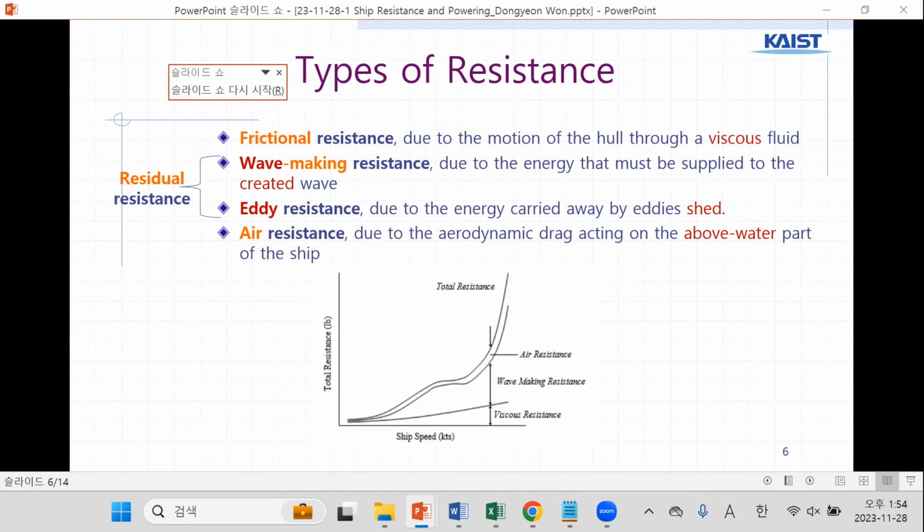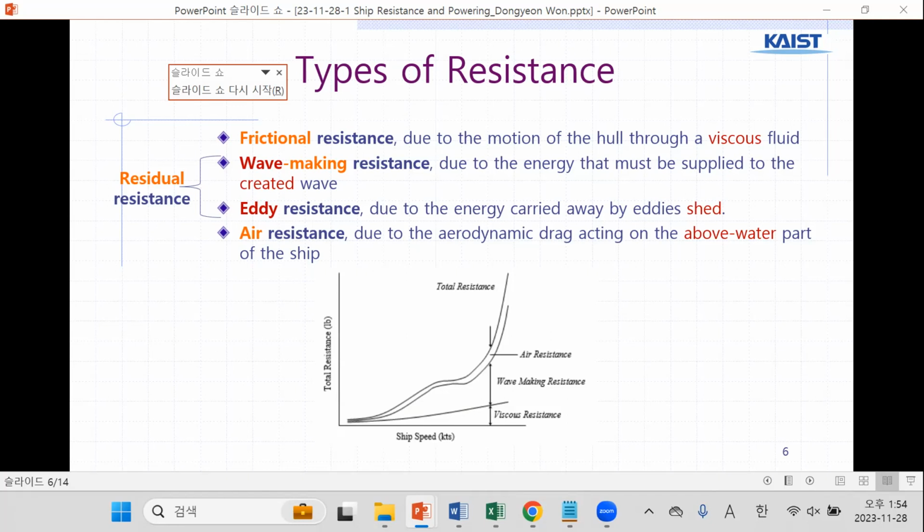But you see that residual is bigger than frictional when the speed is high. When speed is low, frictional is more dominant. But when speed goes high, the wave making resistance and residual, the eddy and wave making, are much bigger, depending on the speed. High speed ship, like a battleship.